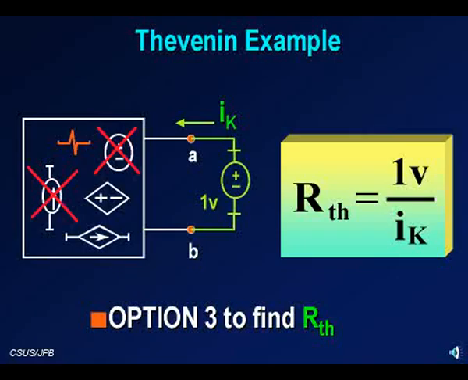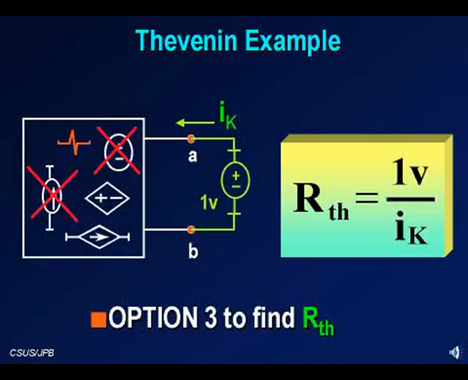In the last option, we also turn off all independent sources. That's why you see the X again, the red X on the independent voltage and current sources. But instead of using a 1 amp current source, we use a 1 volt voltage source. And we calculate the current Ik that it puts out to the circuit. So this is actually very comparable to what we just did, except using a voltage source instead of a current source.